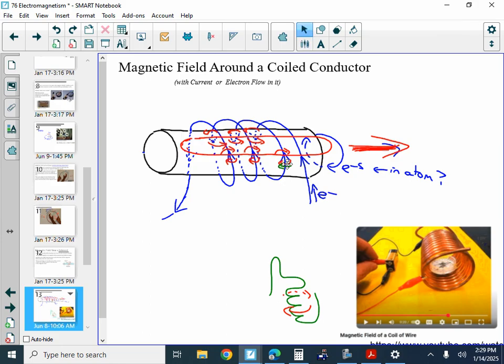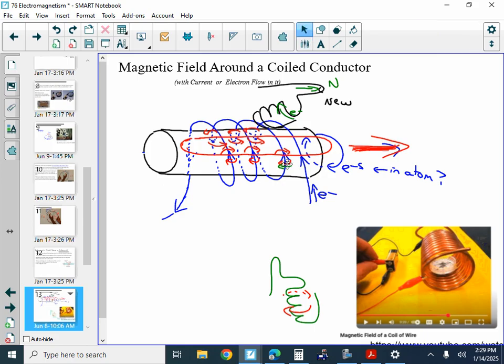Notice all the ones in the middle are pointing to the right, and so all of those norths point to the right. And if you took your left hand and pointed it like this, with your thumb and your fingers curling like this, you can think of the fingers curling in that direction as being the coil of wire itself. So this is the new left-hand rule: this is the electron flow with your left hand, and this is the north.